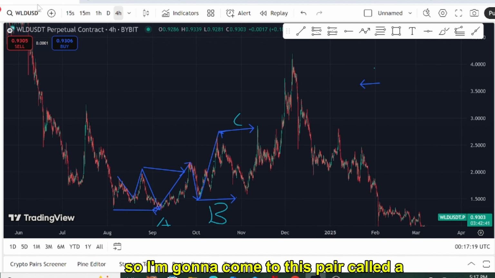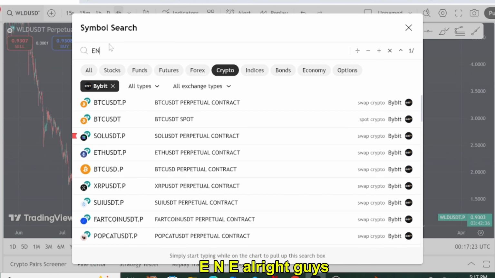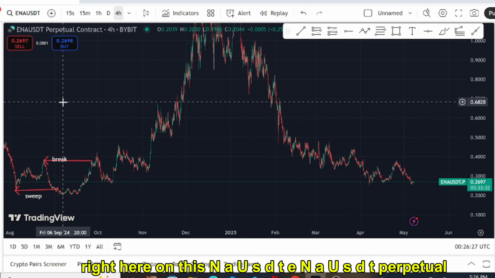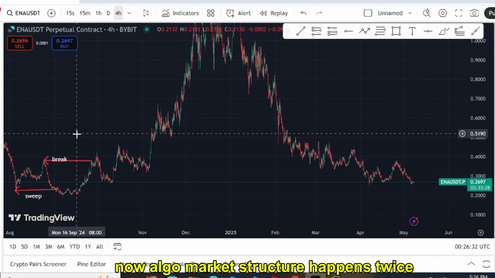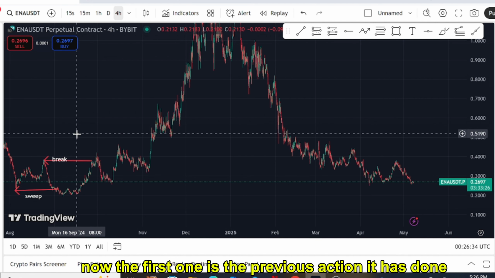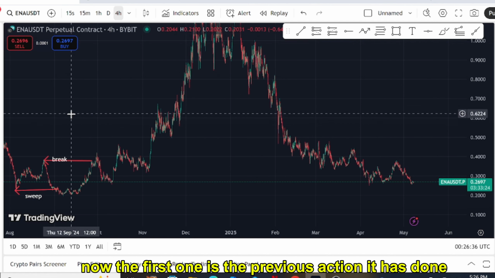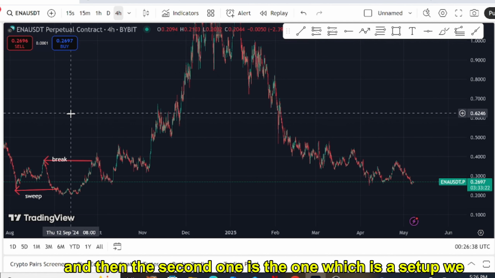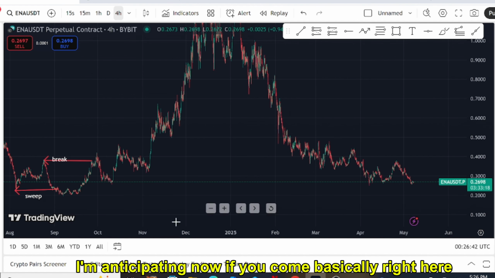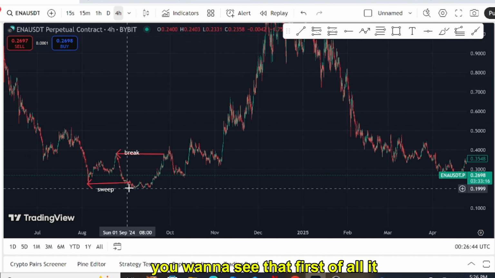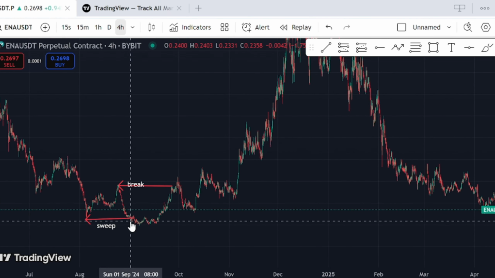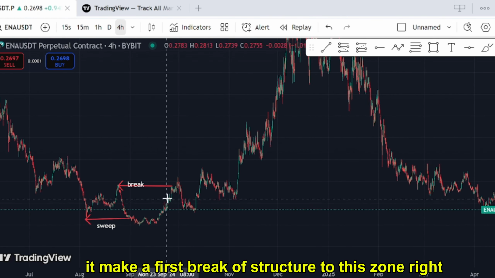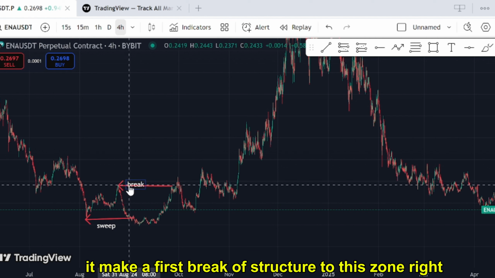So I'm going to come to this pair called ENA. Alright guys, right here on this ENAUSDT perpetual. Now algo market structure happens twice. The first one is the previous action it has done, and the second one is a setup we are anticipating. Now if you come right here, you want to see that first it made a sweep right here which you're seeing, and then what happened, it made a first break of structure to this zone.